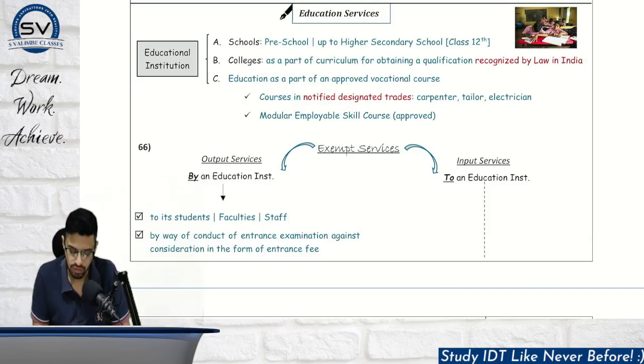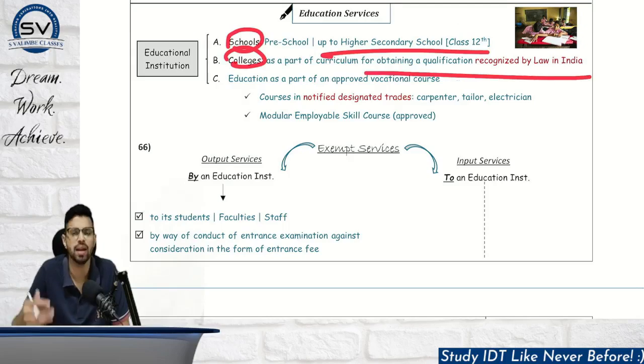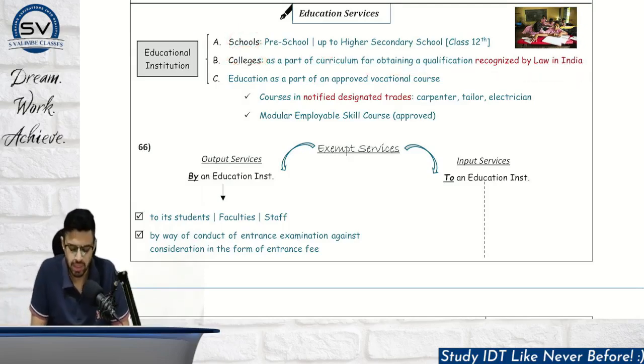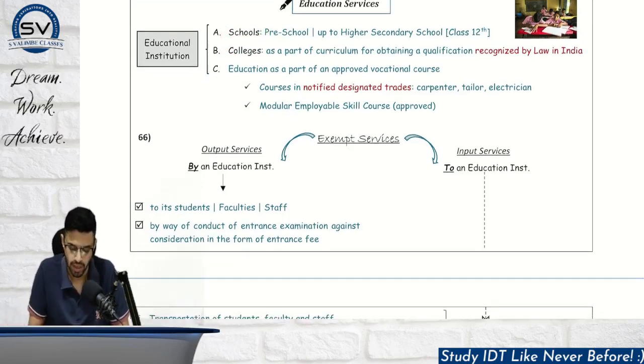Okay, let's see. First, schools, that is preschool up to higher secondary, till class 12. Second, colleges. You don't have to use this word technically. This is for your understanding. These are the main words which are being used, but this is for your understanding. Without this, you will not be able to understand. Let's see.